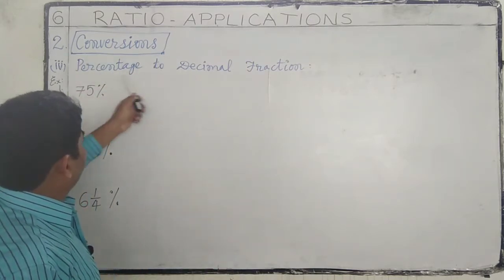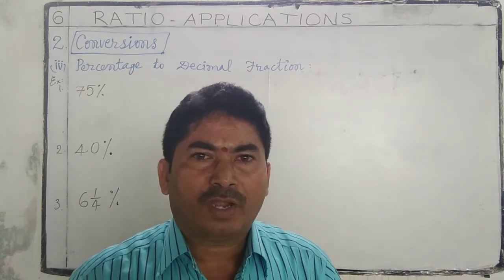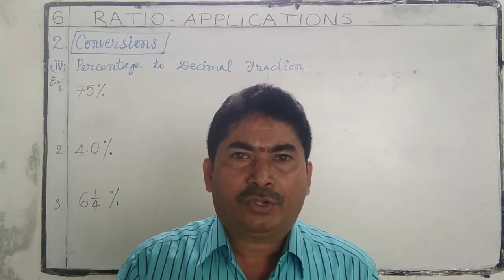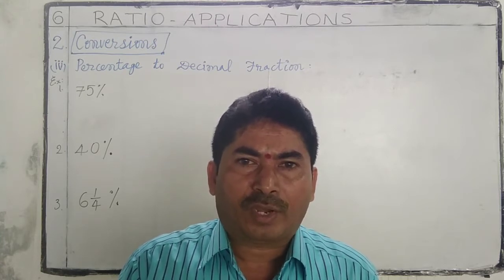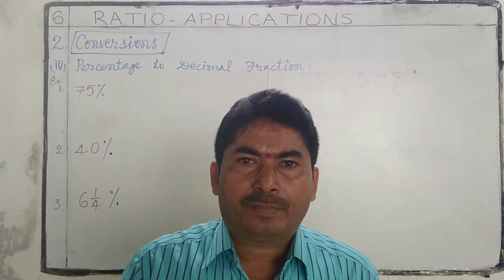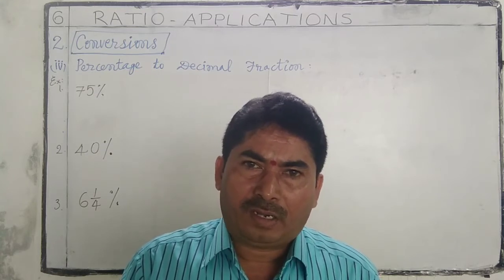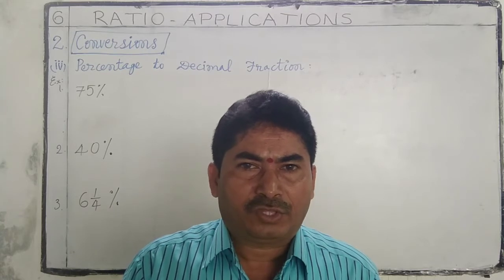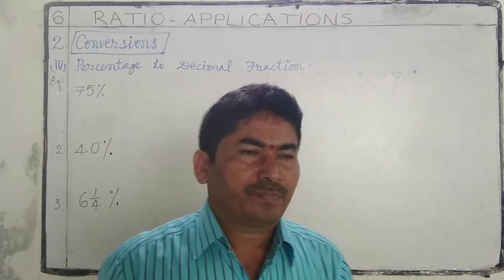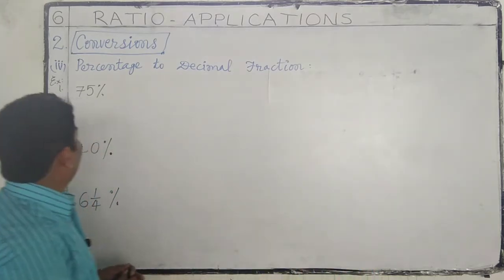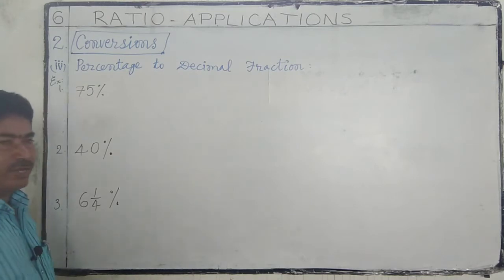Conversions, percentage to decimal fraction. To convert a percentage into a decimal fraction, first we have to remove the percentage sign and divide it by 100, or multiply it with 1 by 100, and then simplify. Let us consider the following examples. First, 75 percentage.